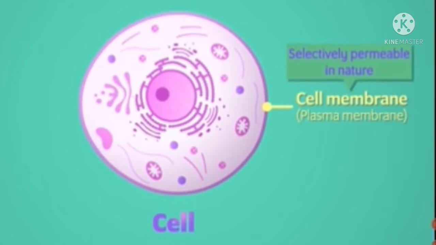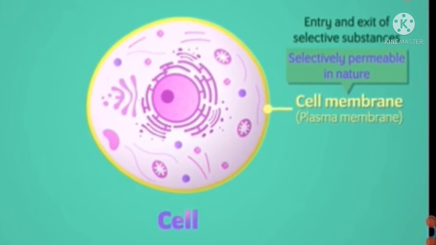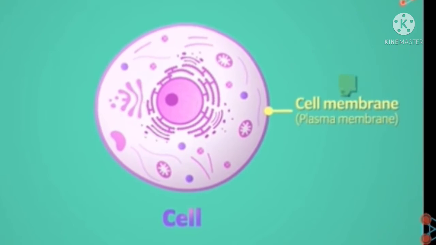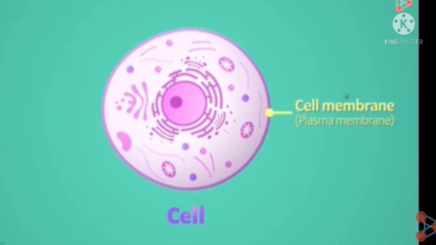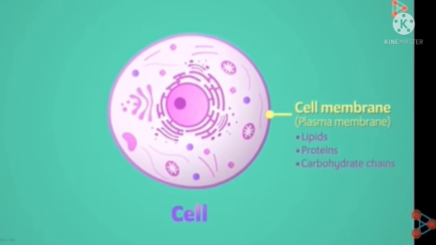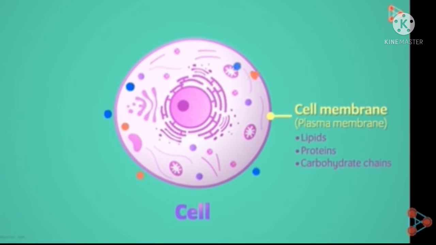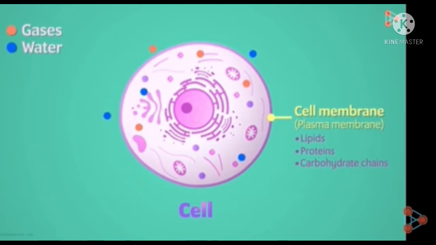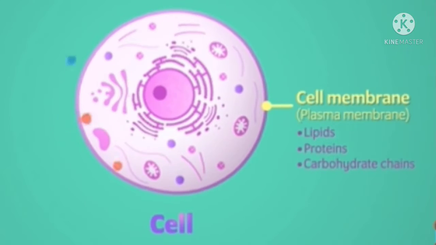It is selectively permeable in nature. That is, it only allows specific materials to enter or leave a cell. Any guesses what the plasma membrane is made up of? It is made up of lipids and proteins and also has some carbohydrate chains. There are two things that move freely in and out of the cell. Those include gases and water.